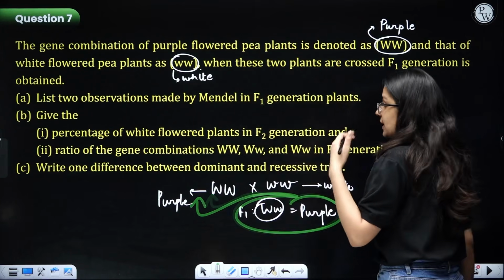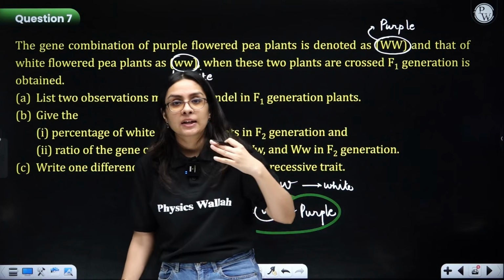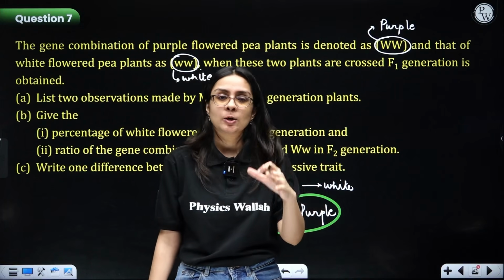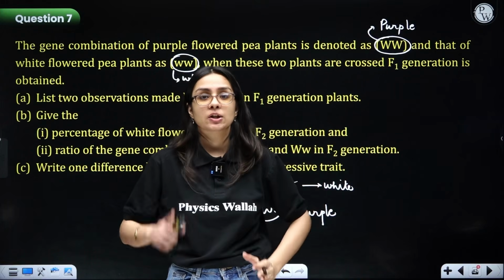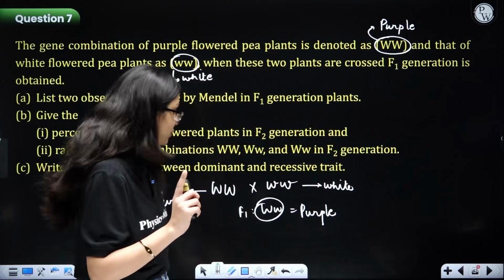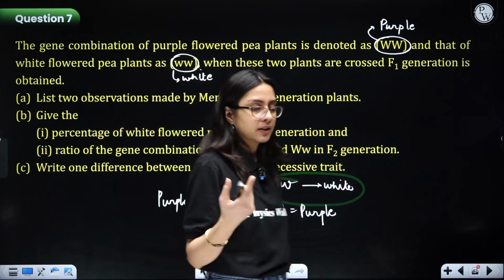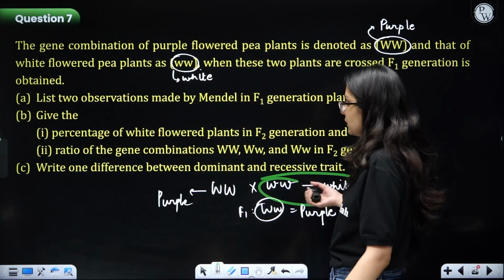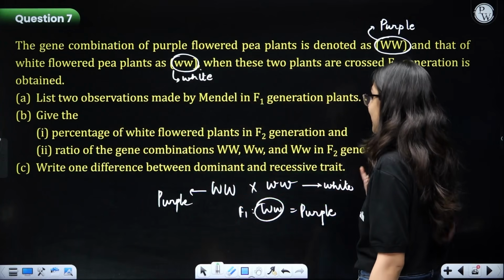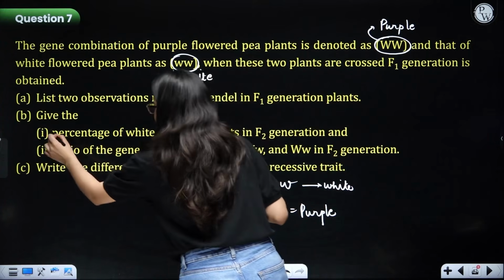All of them are purple, so they resemble only one parent. That was the observation that he found, which means that the dominant trait is only able to express in the F1 generation. The dominant trait expresses in the F1 generation and the recessive one is somewhere hidden. That is what he observed in the F1 generation. Give the percentage of white flowered plants in F2 generation. Again, they are asking the percentage.